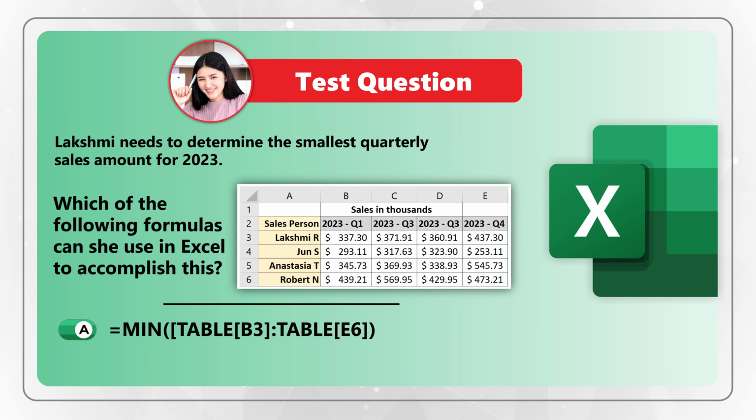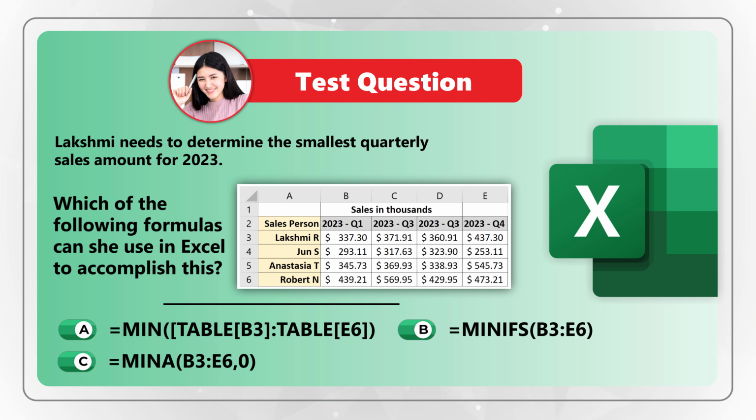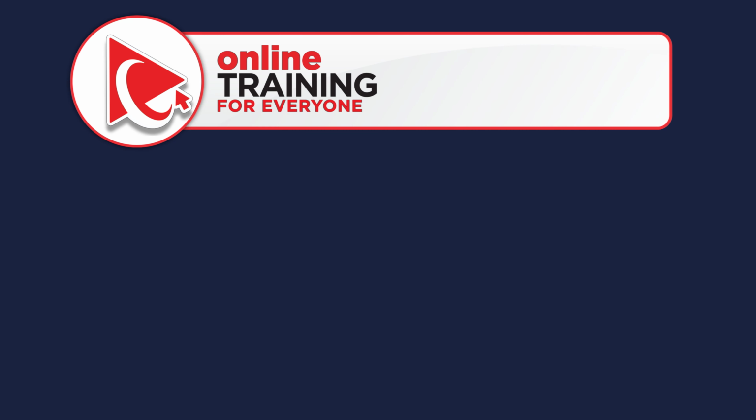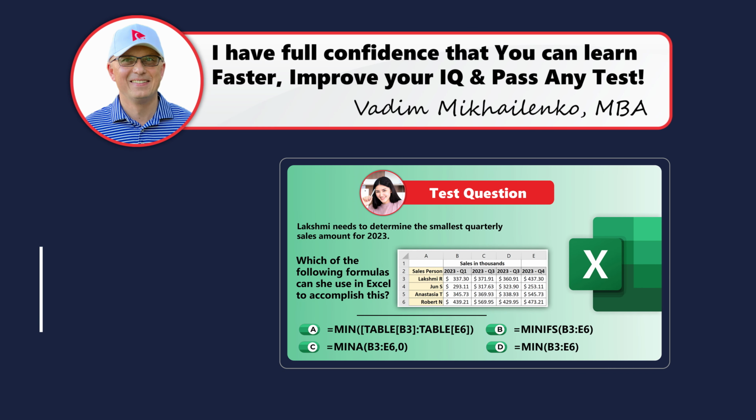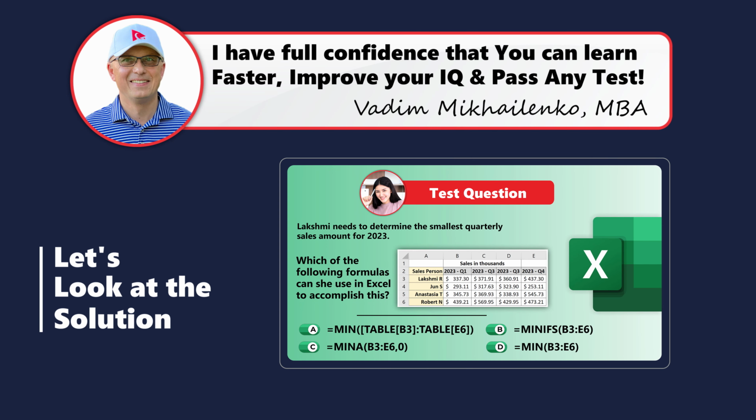Choice A: the MIN formula with values in parentheses B3 through E6. Choice B: MINIFS, and then the value in parentheses B3 through E6. Choice C: MINA, B3 through E6 in parentheses. And last but not least, choice D: MIN(B3:E6). Take a close look, maybe pause this video to see if you can come up with the solution. On my end, I'm going to jump to Microsoft Excel to share with you my version, and obviously if you have a better way to solve it, please make sure to post in comments.